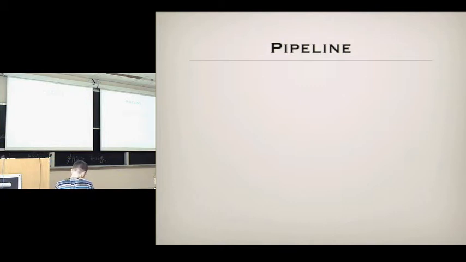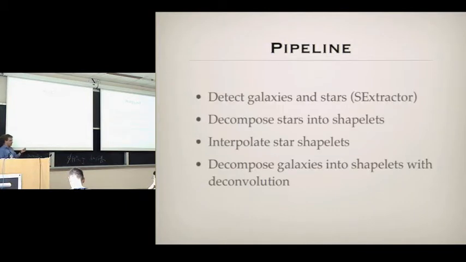We detect the galaxies and stars, we use SExtractor. We decompose the stars initially into shapelets, and then we interpolate each of those stellar shapelets across the field to where the galaxies actually lie, and then we decompose the galaxies into shapelets, including deconvolution of those stellar shapelet pieces of information. And then we use the estimators associated with ladder operators to get shear and flexion.